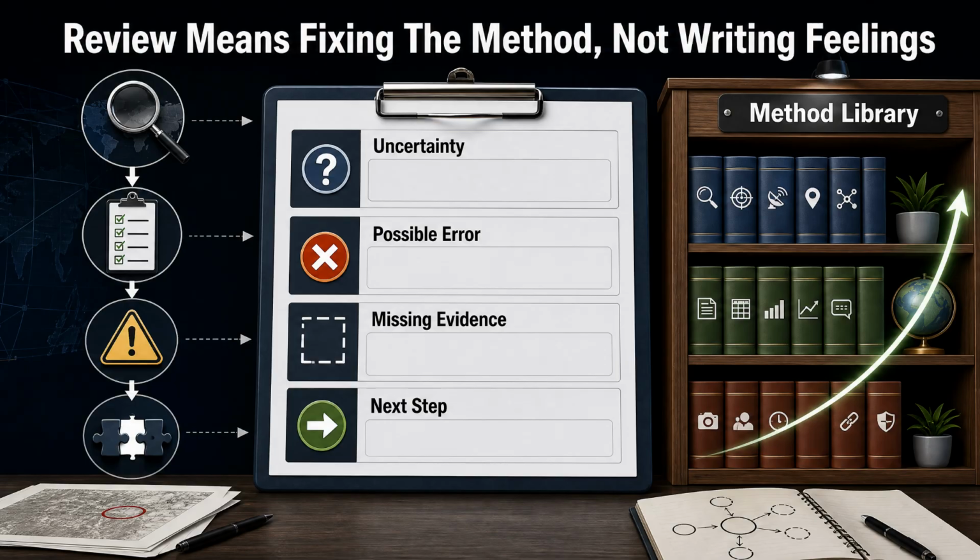For example, maybe you trusted a social post too quickly. Maybe you forgot to save access time. Maybe your screenshot missed the URL. Maybe your conclusion sounded stronger than the evidence. Write that down. Not as self-criticism, but as method improvement. After enough lessons, these reviews become your personal method library. You will start seeing patterns in your own mistakes, and that is where skill improves.